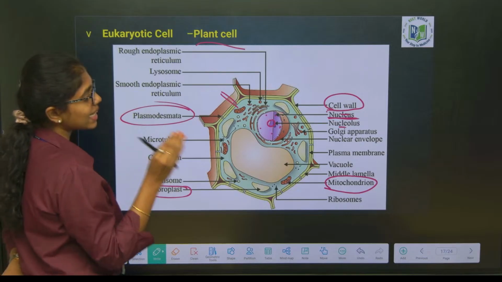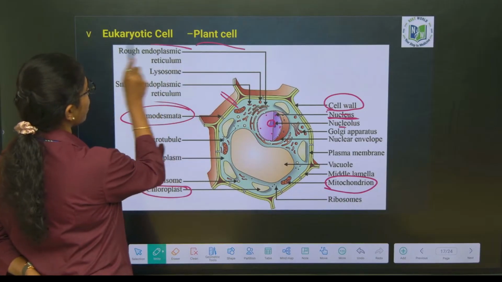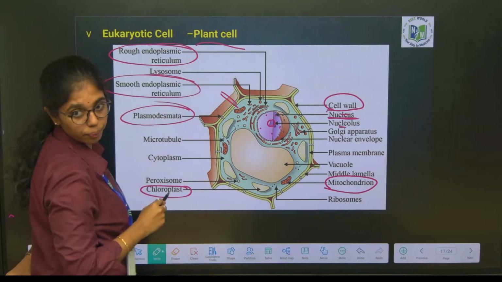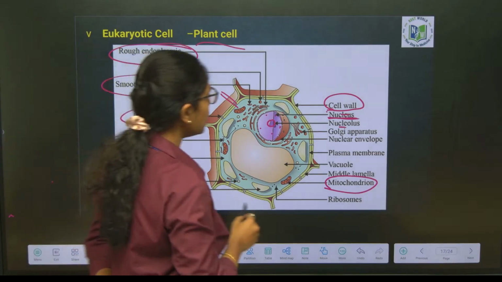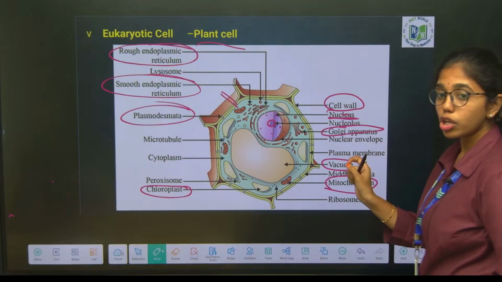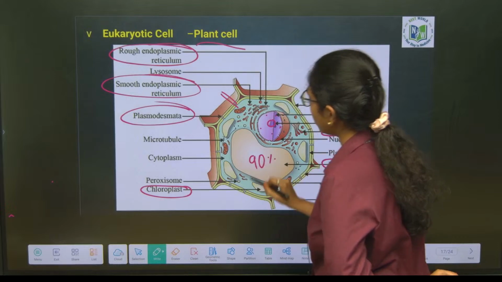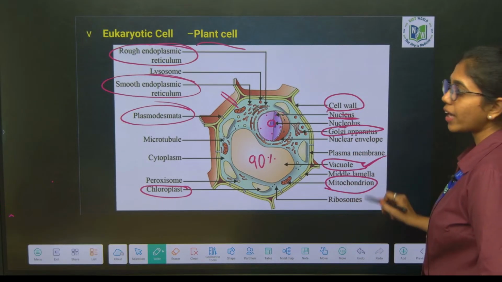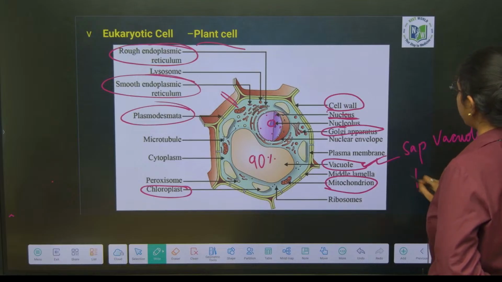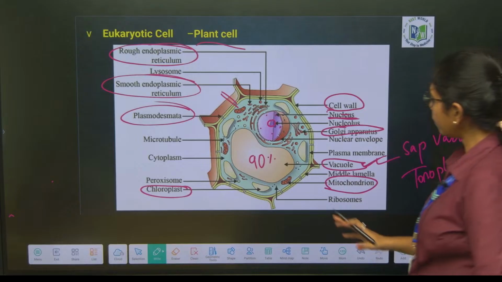And then we have what? Single membrane bound organelles. Extensions of this nuclear envelope will show us both rough endoplasmic reticulum, over which ribosomes are there, and smooth endoplasmic reticulum. Second, single membrane bound organelles include what? Vacuoles, Golgi bodies, and lysosomes are least present over here. And 90% of the plant cell's volume is occupied by what? Vacuole. This vacuole is called what? Sap vacuole, which is covered by tonoplast. Sap vacuole covered by what? Tonoplast.